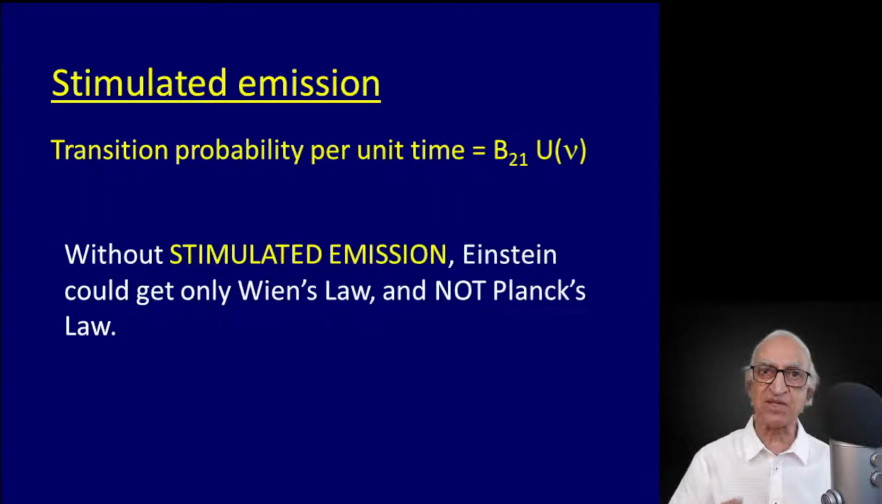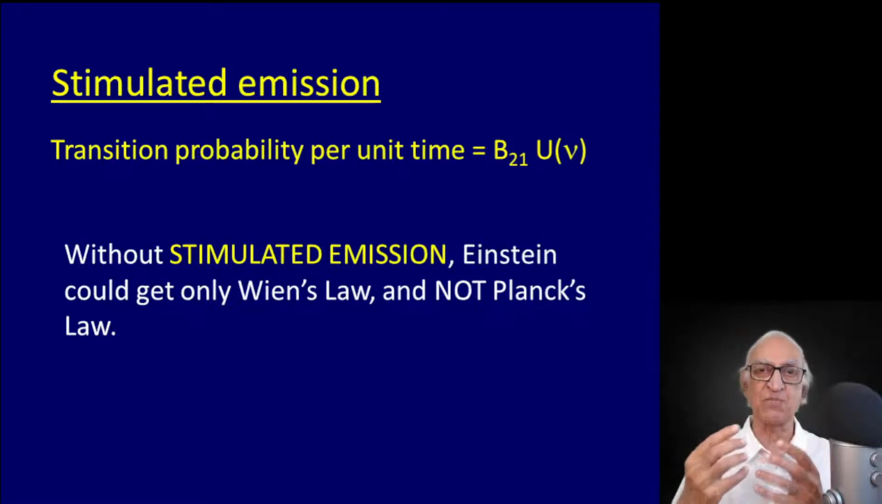Now, without stimulated emission, let me repeat once again, Einstein could only get Wien's law. He could not get Planck's law. So he had to introduce the notion of stimulated emission. And it is this interplay between stimulated emission, spontaneous emission, and stimulated absorption that gives rise to Planck's law.